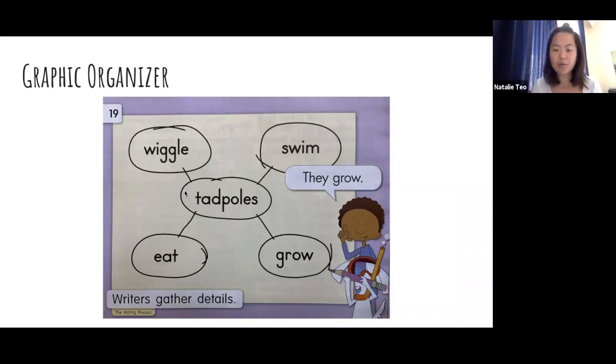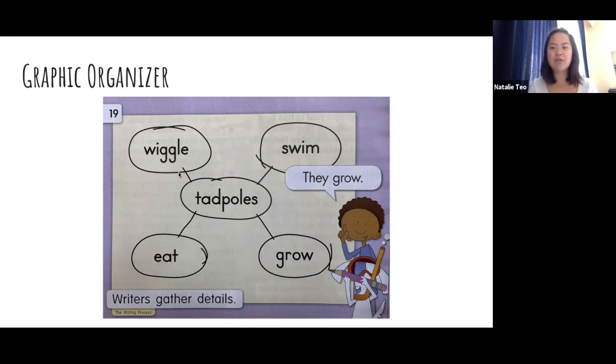You start with the topic that you want to write about, and then you think about what else you would like to write in this topic. Over here, he wrote tadpoles. And he's thinking, what do I know about tadpoles? What are some details I can gather about tadpoles? He knows that they grow, so he can write about how they grow. He writes a little note on his graphic organizer to remind himself. Talk about what they eat.